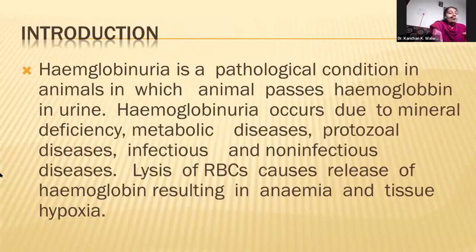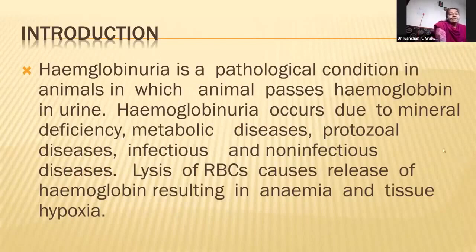So hemoglobinuria usually occurs because of certain infectious or non-infectious disease, and it may also be because of deficiency or excess of certain minerals, and it may also be because of some metabolic disorders in the animal's body. So this will cause lysis of the RBC and release of the hemoglobin into the plasma, and this excess hemoglobin in the plasma is filtered through the urine and it causes hemoglobinuria.